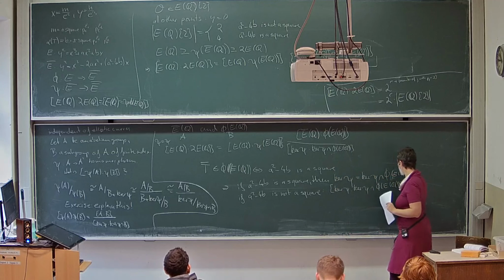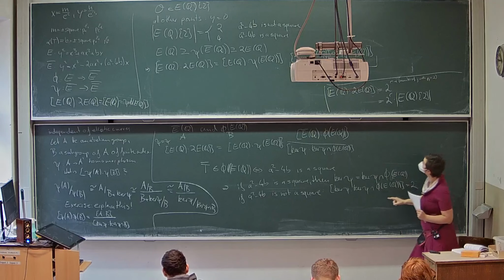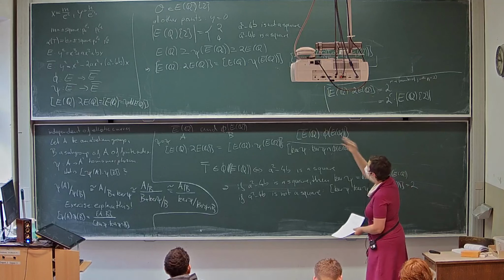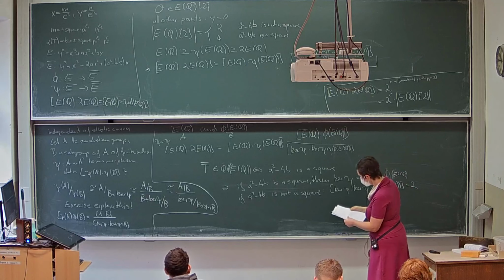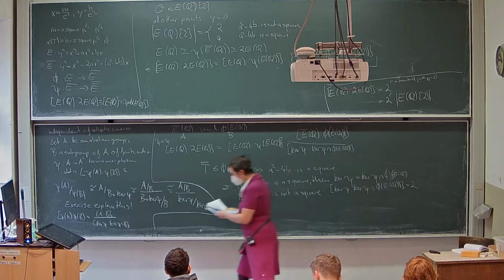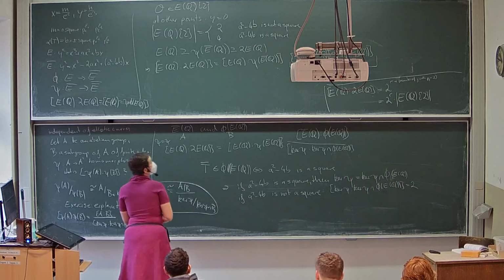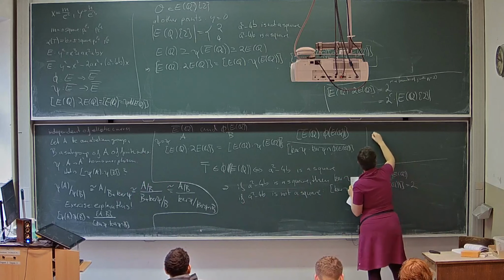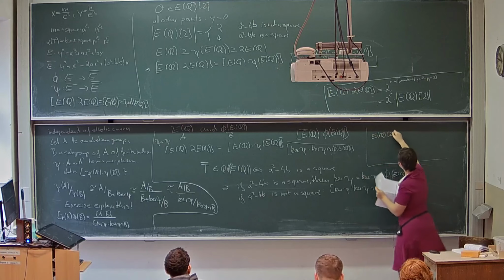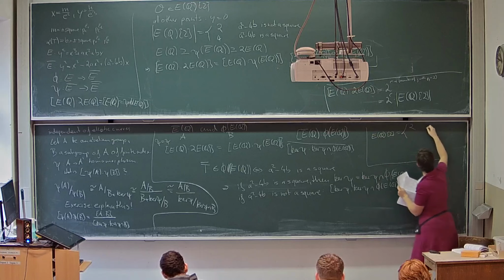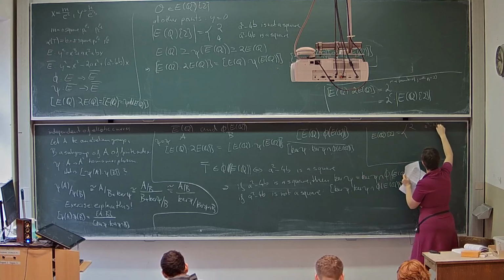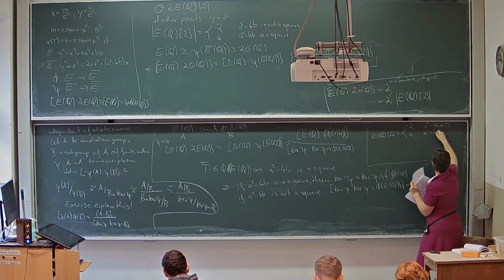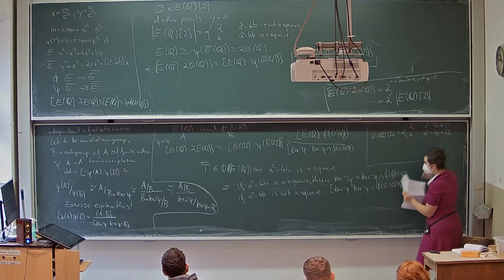And now the nice thing is, I have not enough boards. So on one board that I already erased, we had that the size of E of Q, 2-torsion point, is 2 if a squared minus 4b is not a square, and 4 if a squared minus 4b is a square.